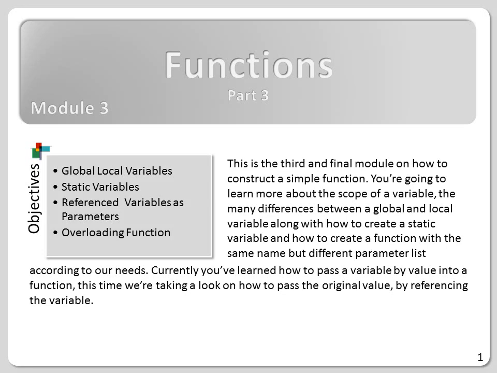Welcome to the third and final module on functions. Here you're going to learn more about the scope of a variable, the many differences between a global and local variable, along with how to create a static variable, and how to create a function with the same name but different parameter list according to our needs. Currently, you've learned how to pass a variable by value into a function. This time you're taking a look on how to pass the original value by referencing the variable.